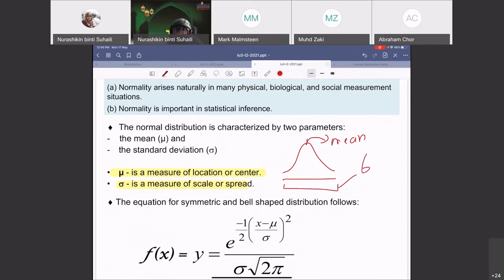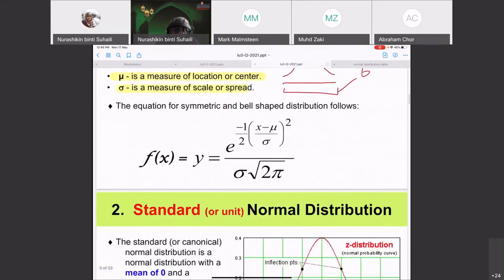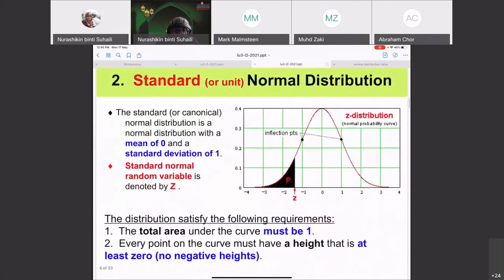The equation for the symmetric and bell-shaped distribution, I think this equation is not that important. You might not use that. Let's skip that.